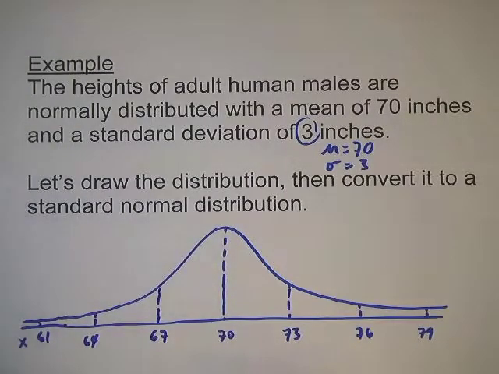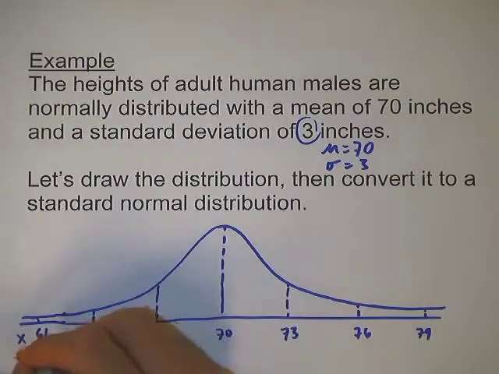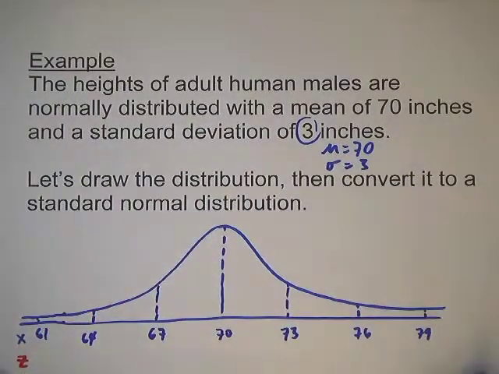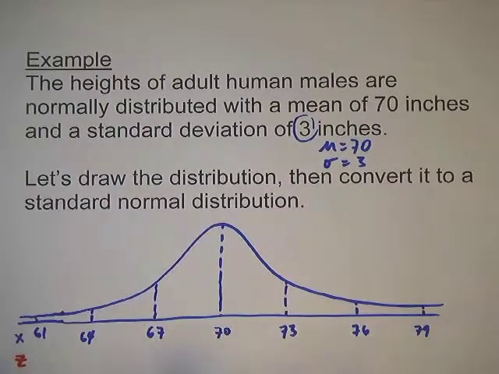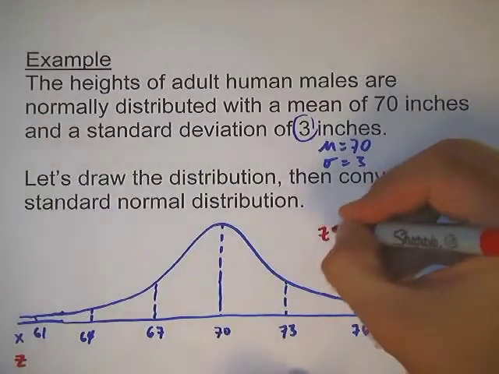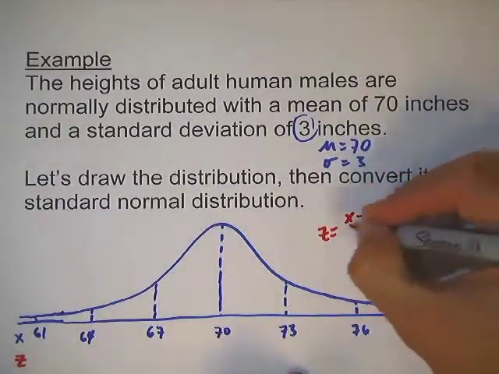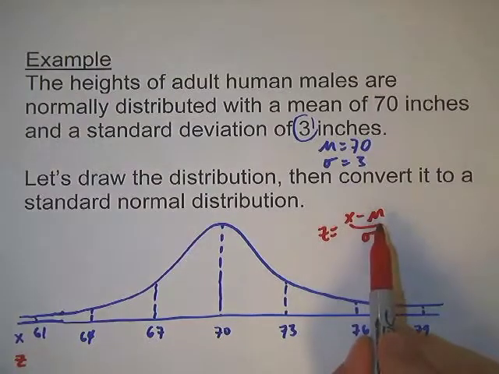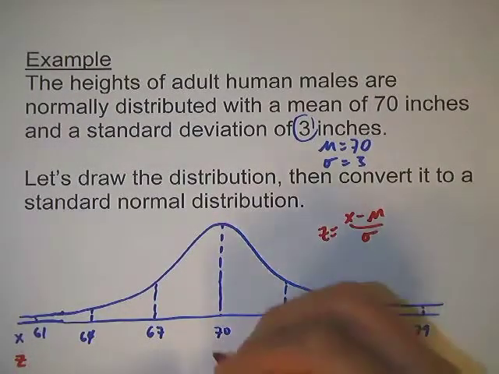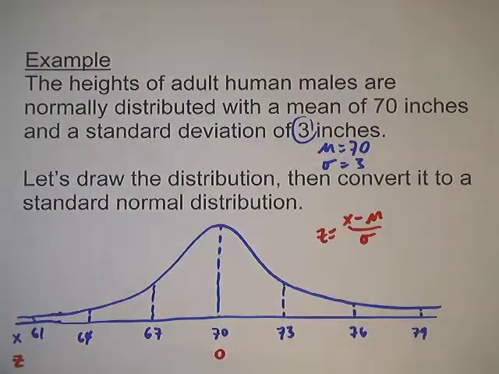Now, to convert it to a standard normal distribution is basically just adding another axis onto the bottom of that, and this is going to be the z-axis. These are really just going to represent the z-scores for these landmark values. Remember that z-score is x minus mu over sigma. If we want the z-score for the mean, it'd be 70 minus 70 over 3. 70 minus 70 is 0, divided by 3 is 0. So the z-score for the mean is always 0.